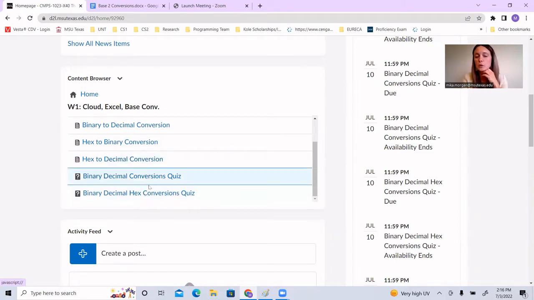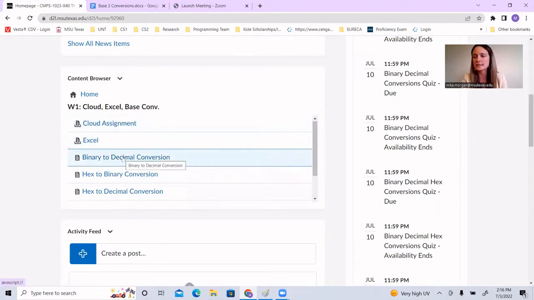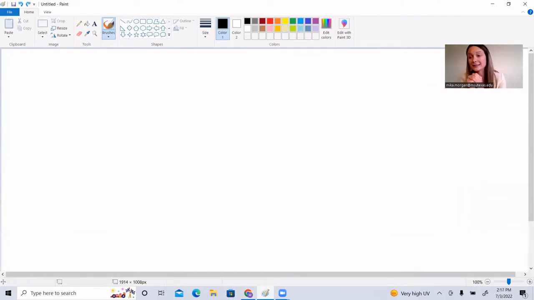And then there are 2 quizzes over those conversions. Those quizzes are very short. I think they're like 5 questions each or something like that, so it shouldn't take a very long time to do. There are some instructions in here, some PDFs, and you could go through and read those instructions, and that could be helpful to you. You could also go online and just watch YouTube videos.